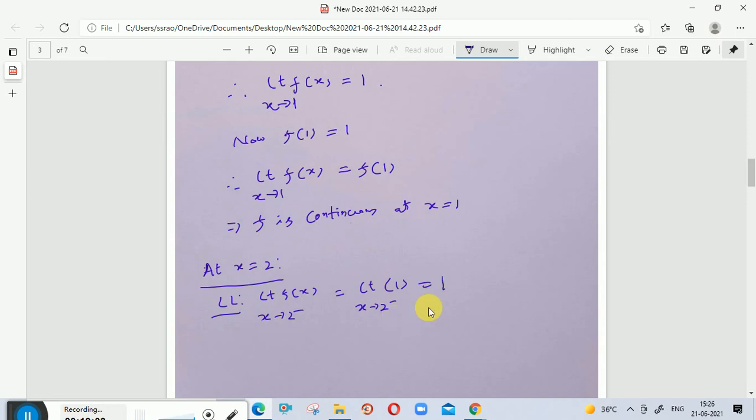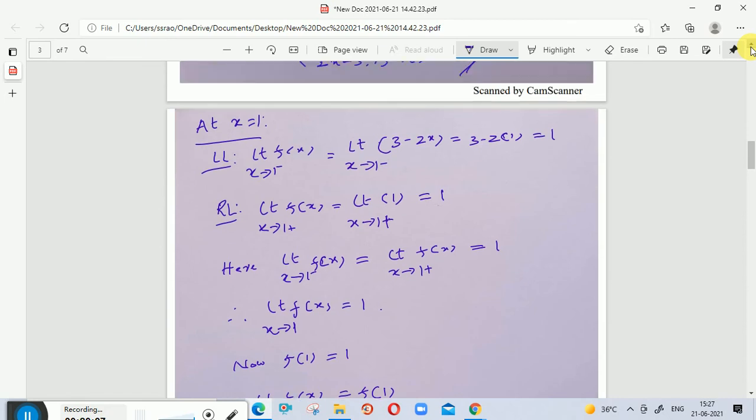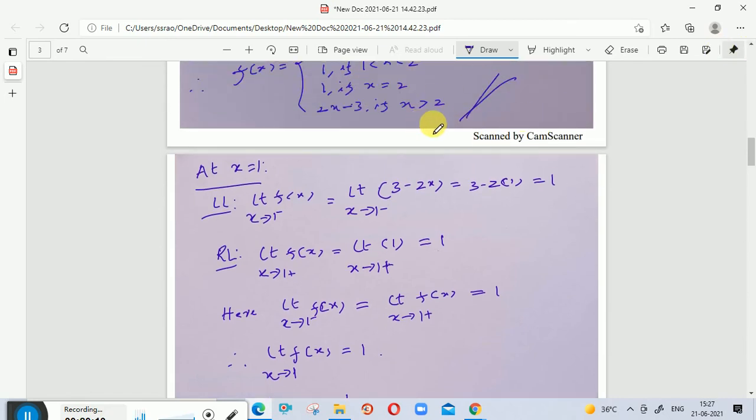Here we have limit is 1. Now write limit x tends to 2 plus f of x is equal to limit x tends to 2 plus. x tends to 2 plus means x is greater than 2. x is greater than 2 అయినప్పుడు f of x is equal to 2x minus 3.